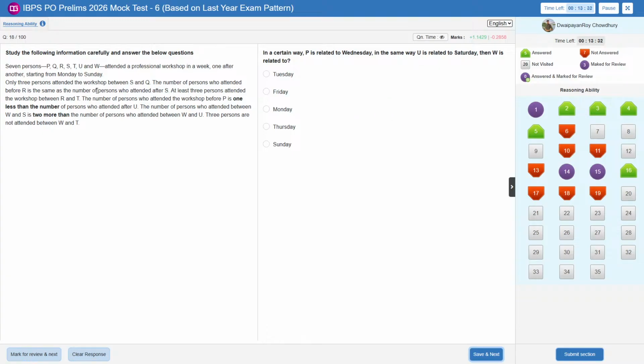I have done something incorrect. 3 between S and Q. Yes, the number of persons who attended before R is the same as after S. At least 3 attended between R and T. The number of persons attended before P is 1 less. Before P, 4, 1 less. Okay, WS and WU is 2 plus WU. Okay, this clue was not satisfied.